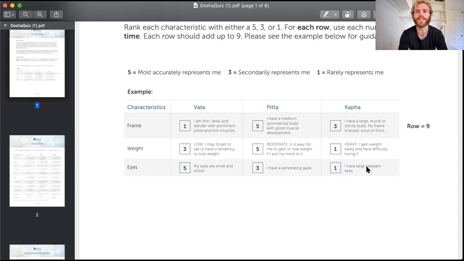So these are examples of Ayurvedic body types based on the three doshas, Vata, Pitta, Kapha. The doshas are based on the elements. Vata is air and ether, Pitta is fire and water, and Kapha is earth and water.